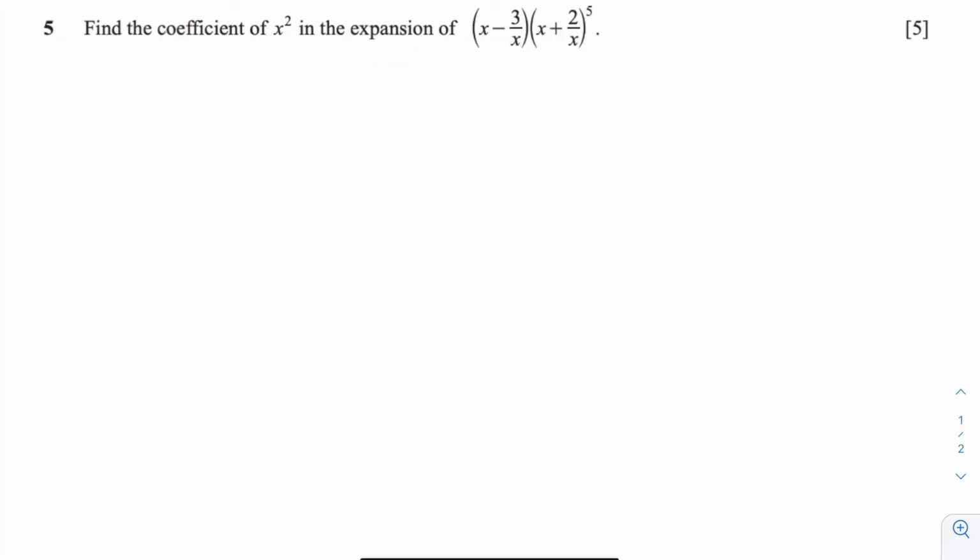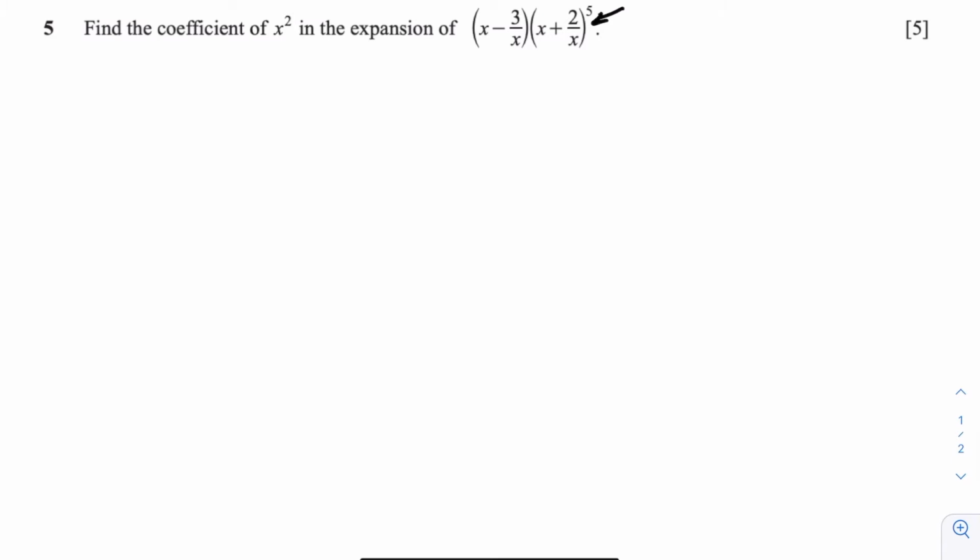Okay, so here's another problem. It says find the coefficient of x squared in the expansion of x minus 3 over x times x plus 2 over x, all raised to the power of 5. And this is 5 marks. So what they're asking us to do is basically the same thing as the last question we did, except they want us to do it as one question, and also we have to identify how many terms in this do we actually need, because this is a lot of terms.